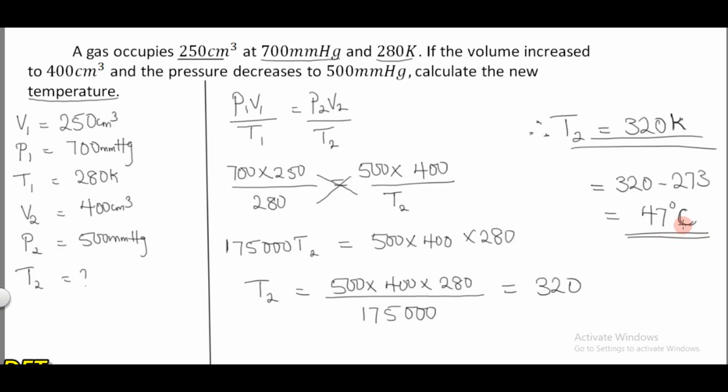So the main important thing here to note is to be able to fish out the parameters and then apply the general gas equation, which is P1V1 over T1 is equal to P2V2 over T2.